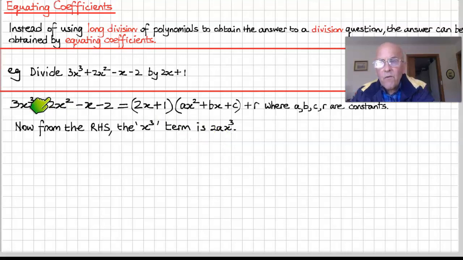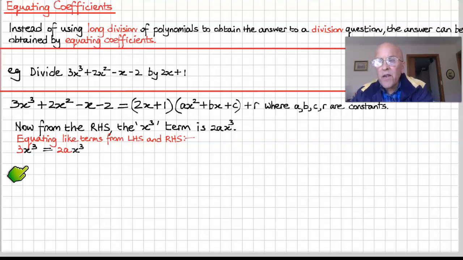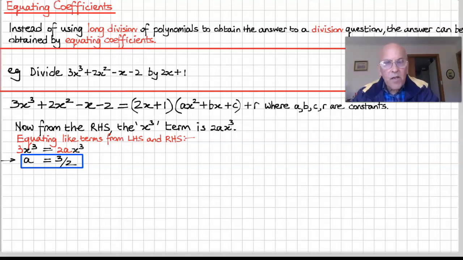Now, we say, wait a minute, but that has to equal 3x cubed. You see, we're equating coefficients. So we're saying that 3x cubed is equal to 2ax cubed, and therefore 2a must equal the 3, and therefore a must be 3 over 2. Voila! We worked out what the a was. And now we systematically work through the b and the c and the r in the same manner.